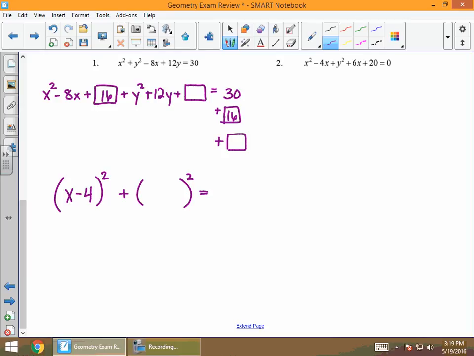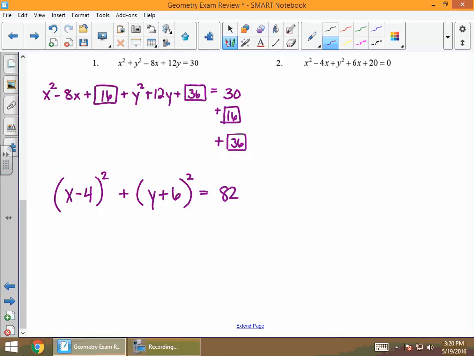When I do the y's, it's going to be the same thing. I have y squared plus 12y. Half of 12 is 6, so y plus 6. And then what gets added? Well, 6 squared is 36. That gets added to both sides. Then I can combine like terms on the right: 30 plus 16 plus 36 is 82. And there's your equation of that circle. It doesn't ask for this, but the circle would have a center at positive 4, negative 6, because remember, the signs have to be opposites. It would have a radius of radical 82, which would be just over 9 if you put that into your calculator.